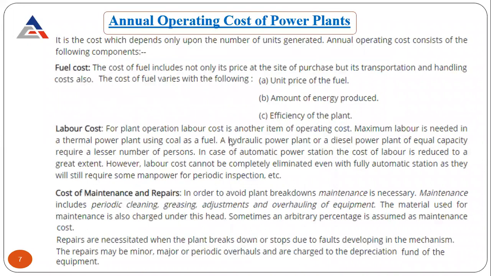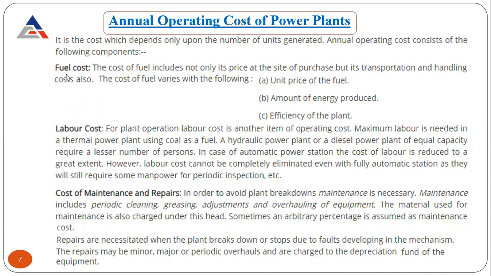Now the next main important part is the annual operating cost of the power plants. The operating cost means all the expenses related to the daily or monthly variation as per the running condition of the power plant. So it is the cost which depends only upon the number of units generated, that is how many units are in the working condition, not upon how many units are installed in that particular power plant. So the annual operating cost consists of the following components.